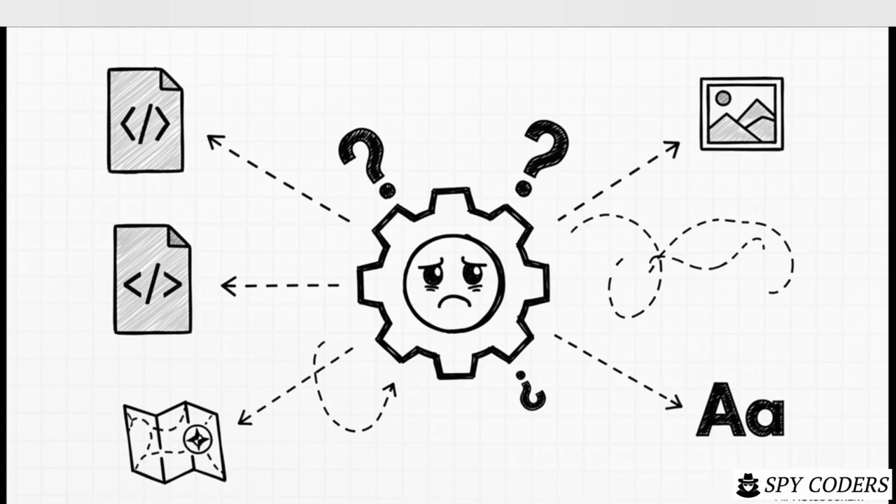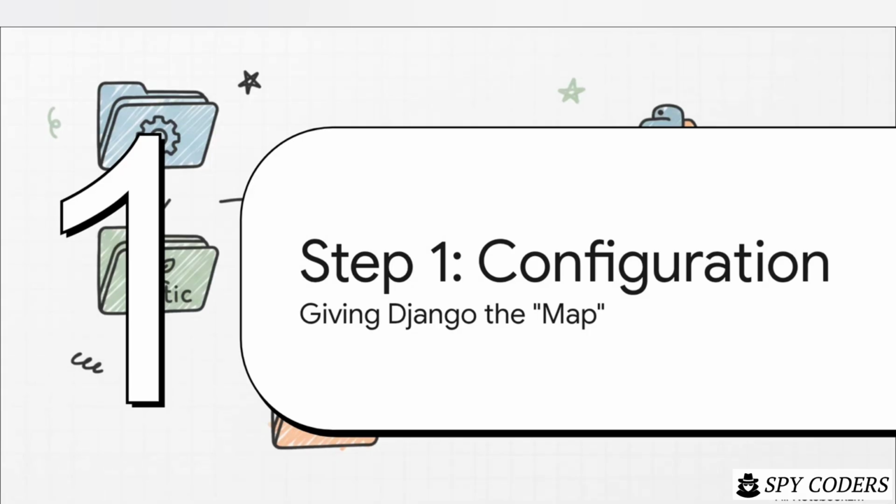But here's the kicker. By default, Django has no idea where to find any of these files. We literally have to give it a map. The solution is really just a two-step process. First, we're going to organize our files in a nice, clean structure. And second, we're going to configure our project to tell Django exactly where to find that structure. Let's start with the configuration.